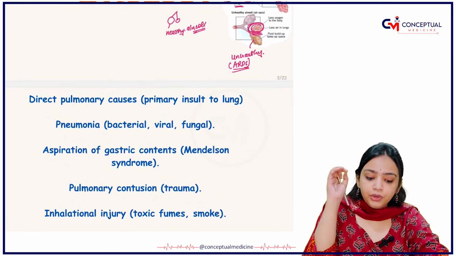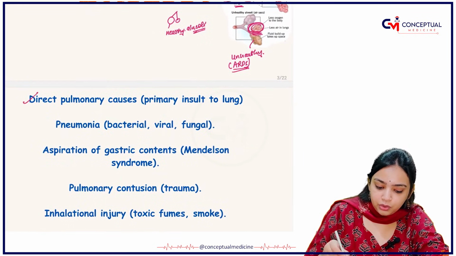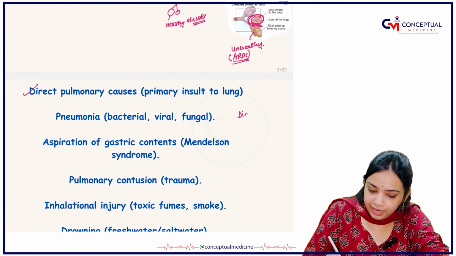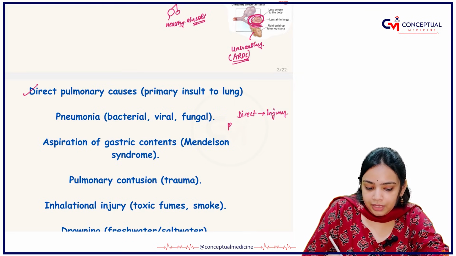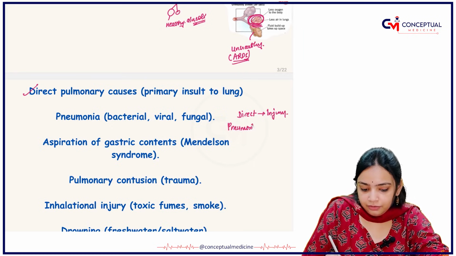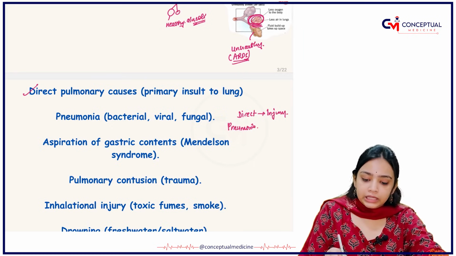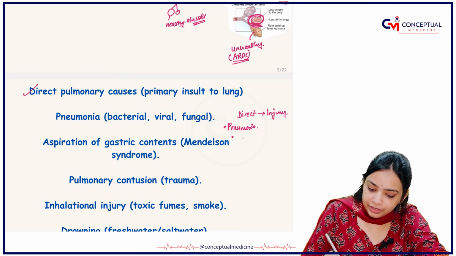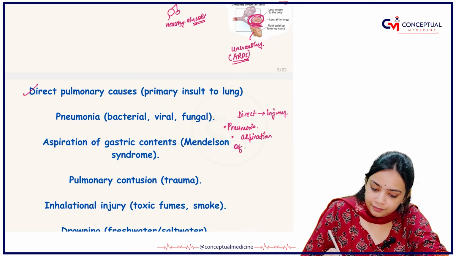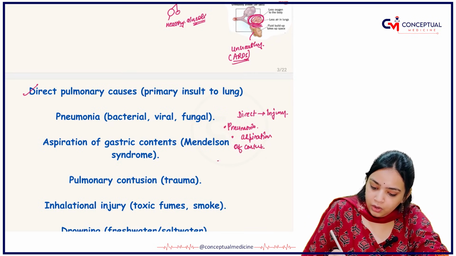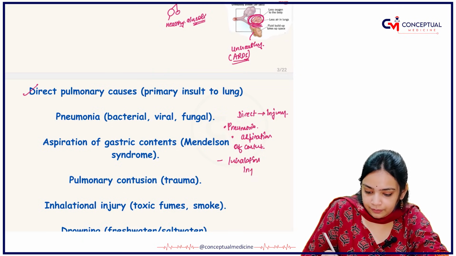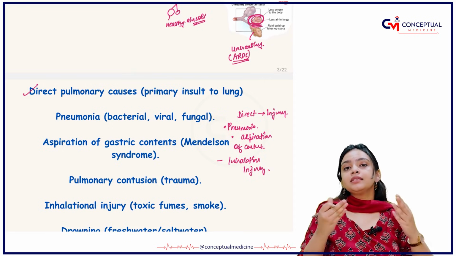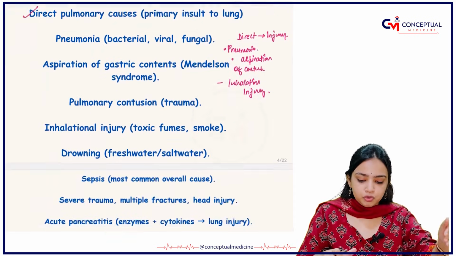Okay. What is the etiology? What are the causes? There can be a direct cause, like any injury. There can be pneumonia, like bacterial, fungal or viral pneumonia. Then there will be aspiration of content. Or there can be any inhalational injury, like maybe the person has inhaled toxic fumes or smoke.